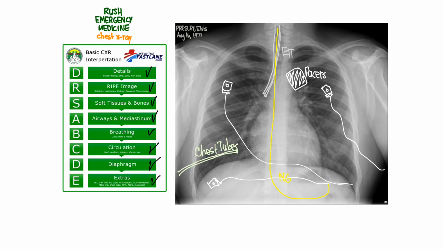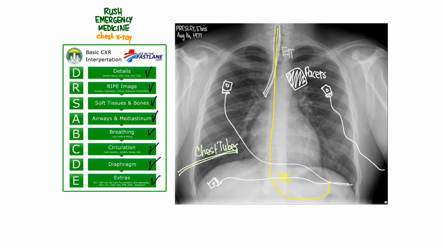When you're looking at these things, make sure they are in the places you expect them to be. Like if you see an NG tube, but it's heading off into the lung, that's obviously in the wrong place. Or as you can see, this ET tube is starting to veer off to the right. We want it to be above the carina, so this one needs to be fixed as well.